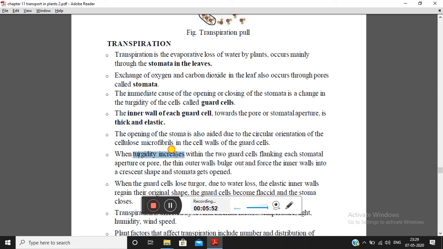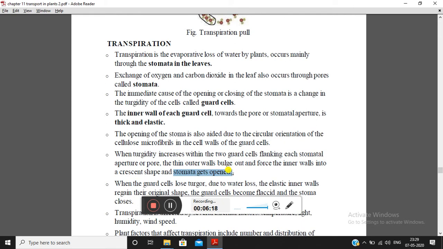Now, when the turgidity of the guard cell increases, it leads to a flanking situation of each stomatal aperture or pore, and as a result the stomata gets opened. The outer walls will bulge out and force the inner walls also to form a crescent shape, and this leads to opening of the stomata.